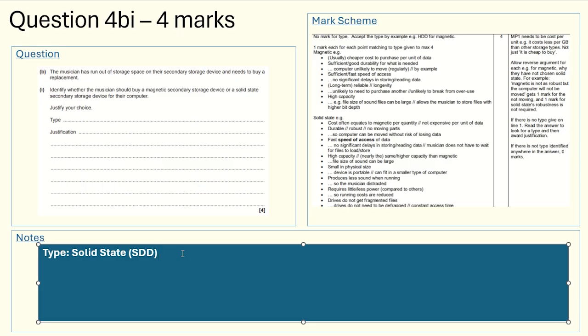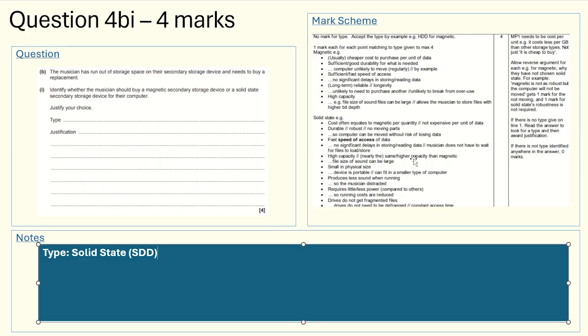We can't just say fast. For example, we need to say the fast speed of access of the data. And we can also compare it to the magnetic drive as well. So we could say that the speed of access is faster on a solid state than on a magnetic.